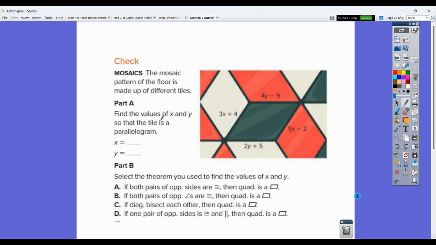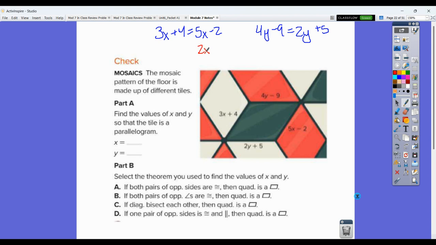Okay, so the mosaic pattern of the floor is made up of different tiles. Find the values of x and y so that the tile is a parallelogram. So we want this to be a parallelogram, therefore we want the properties to apply. In this case, it gives you lengths of sides, so we want opposite sides to be congruent. So we want 3x plus 4 equal to 5x minus 2, and we want 4y minus 9 equal to 2y plus 5. So you can solve these two equations here.